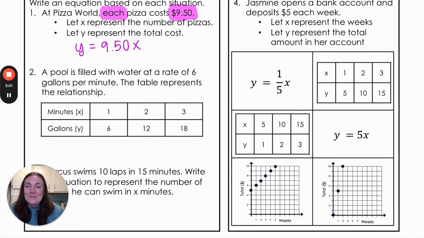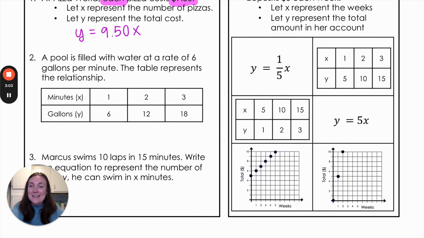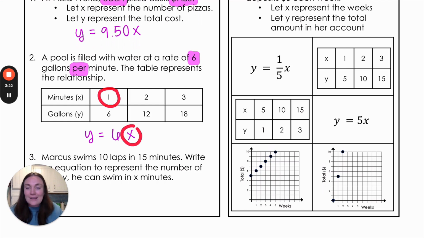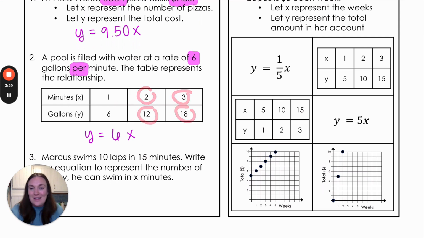All right, number 2. A pool is filled with water at a rate of 6 gallons per minute, and the table represents the relationship. I could use my table to write my equation, but I'm seeing that per and that 6 together. So when I write my equation, y equals 6x. And we can check this by plugging in those numbers. If I plug in 1 for x, 6 times 1 gives me 6. So this is working out. 6 times 2 gives me 12. 6 times 3 gives me 18. So it's following that table as well.